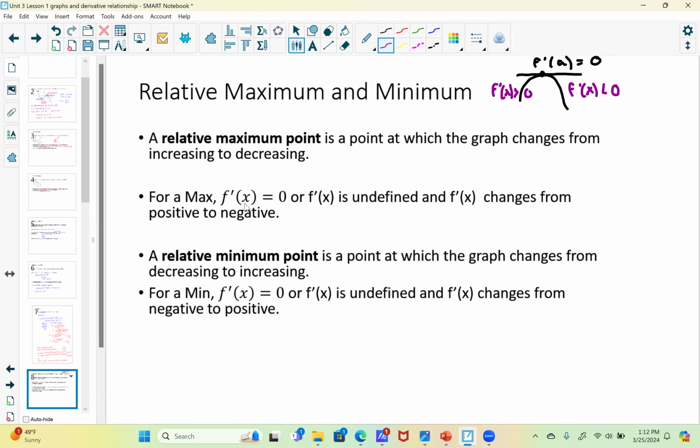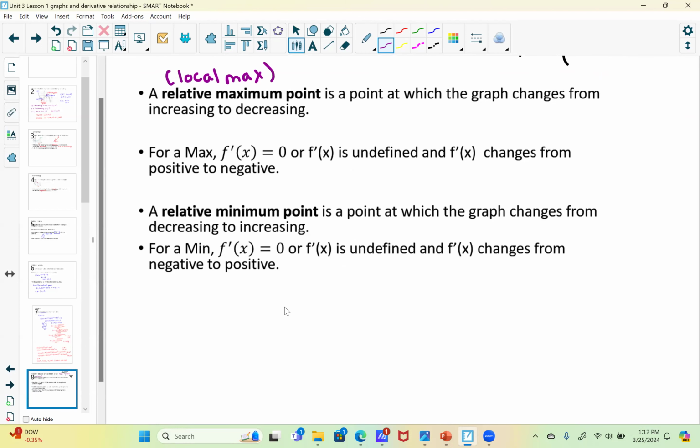So at a max, we know that the derivative is going to equal 0 or be undefined, and that the derivative will change from positive to negative. And anytime that is true, we have a relative maximum, also known as a local maximum. So they might say local max, that's the same thing as a relative max.